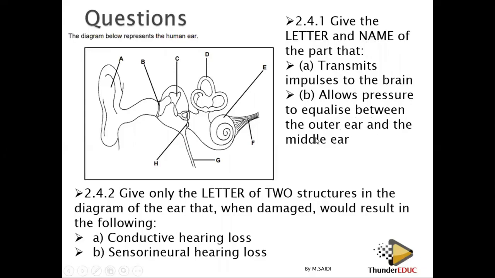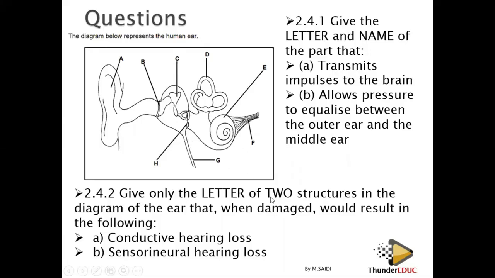Then, allow pressure to equalize between the outer ear and the middle ear. So it means that it equalizes pressure on either side of the tympanic membrane. That's the part they are looking for. So the answer is G, the eustachian tube.